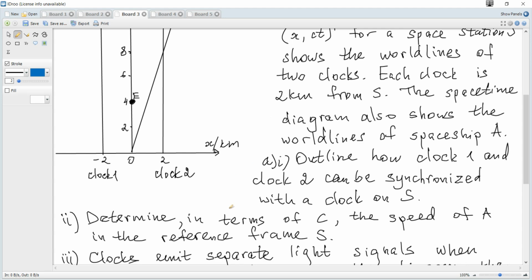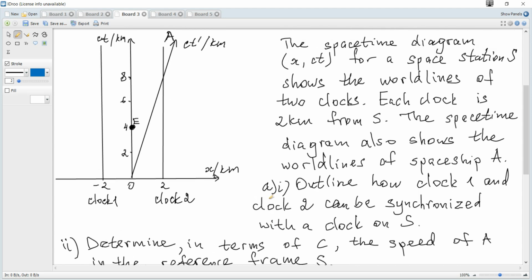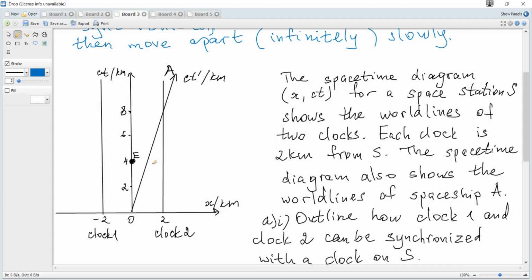Then determine, in terms of c, the speed of A in the reference frame S. It's just the tangent of the angle theta, or if it is given as x prime, the theta is also here. Tangent theta is equal to v over c, and from the diagram you can see the tangent is 2 over 8, which is 1 over 4, so v is 0.25c.